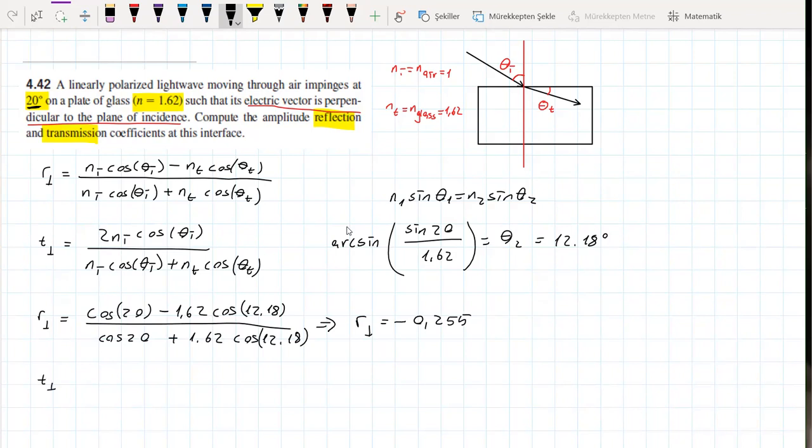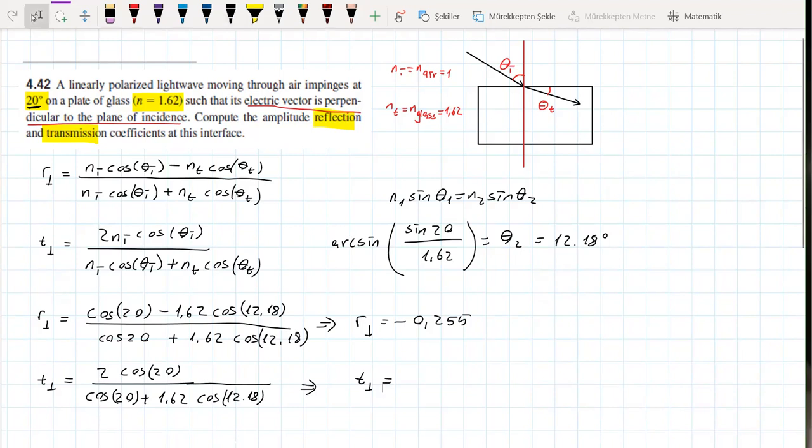And the perpendicular transmission will be 2 cosine 20 over cosine 20 plus 1.62 cosine 12.18. And if you calculate, you will find the perpendicular component of transmission as 0.744. So this question is all about this.